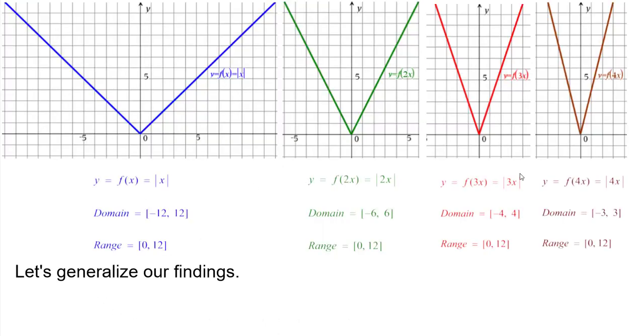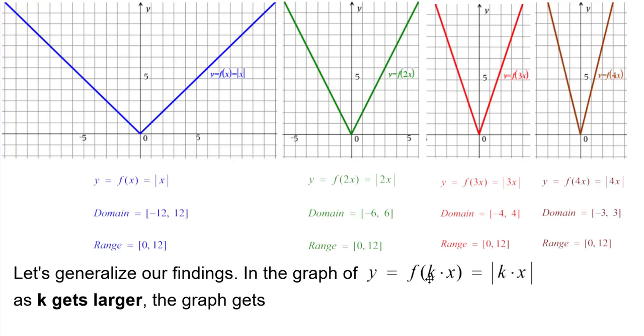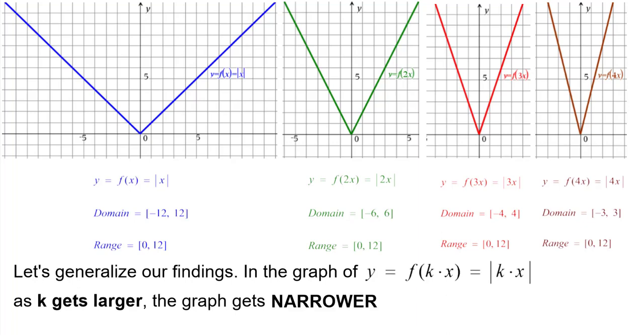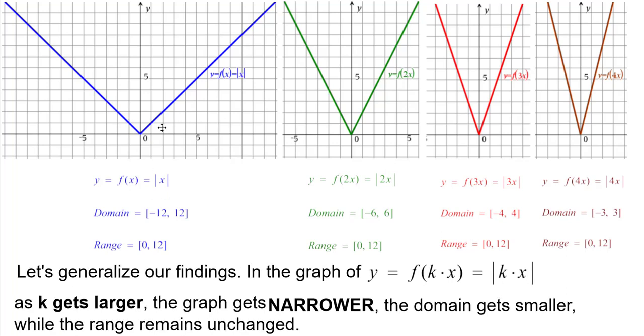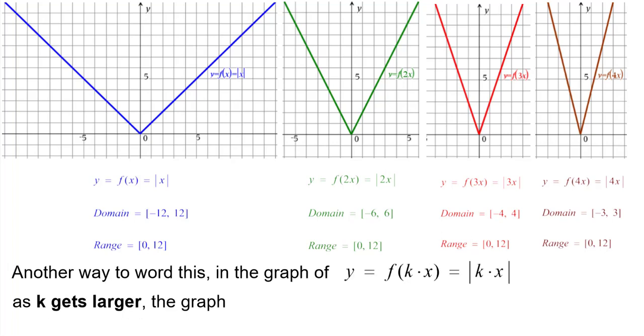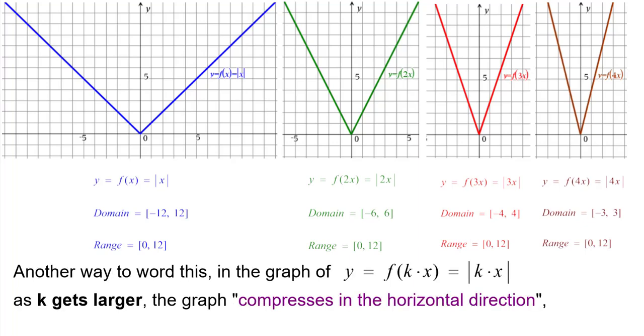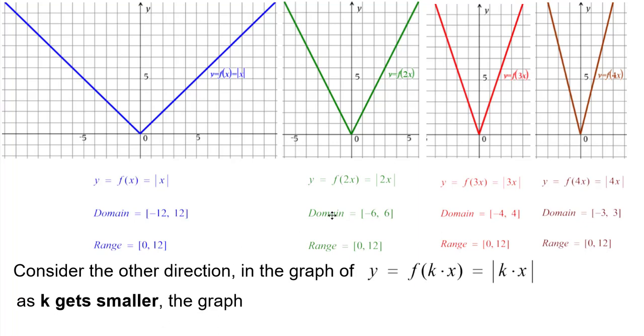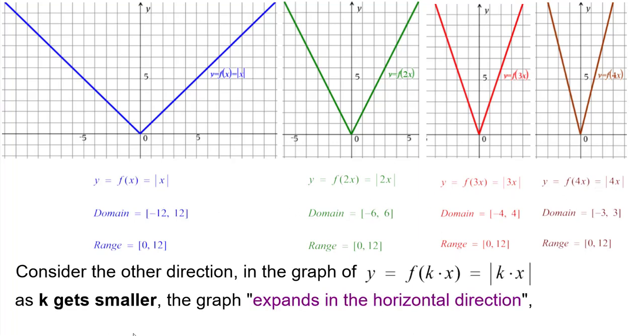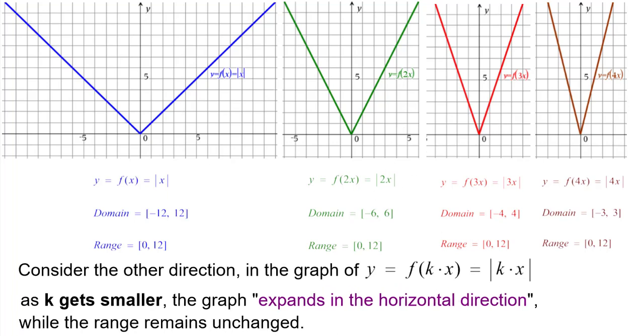So let's generalize our findings here. In the graph of y equals absolute of the quantity k times x, as k gets larger, the graph gets narrower. We can also say that the relative domain here gets smaller, while the range remains unchanged. Another way to word this is, in the graph of y equals absolute k times x, as k gets larger, the graph compresses in the horizontal direction. It compresses, seems to get smaller, narrower, while the range remains unchanged. Consider going in the other direction. If we go to the left as k gets smaller, the graph expands in the horizontal direction. And again, the range remains the same.